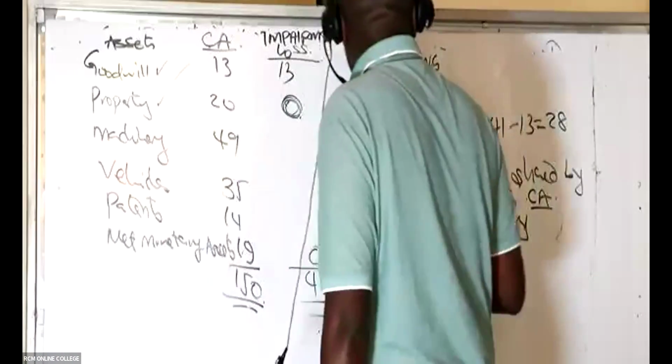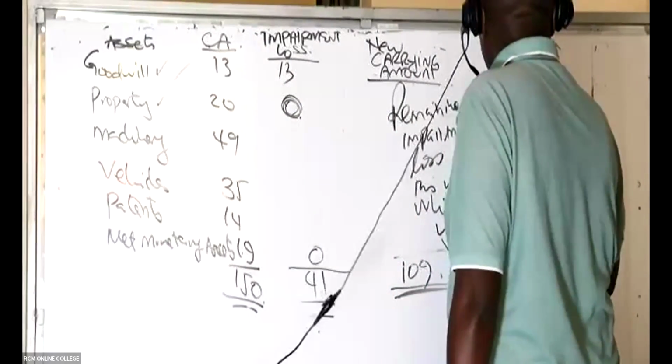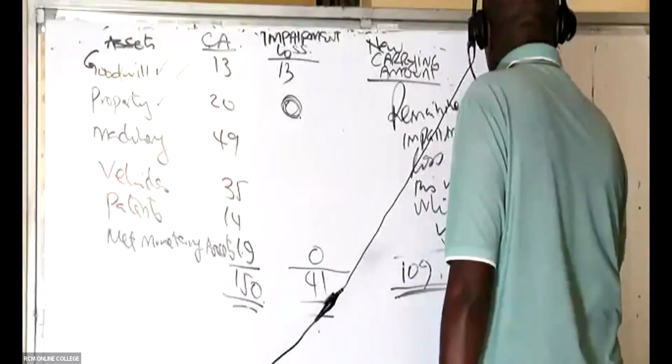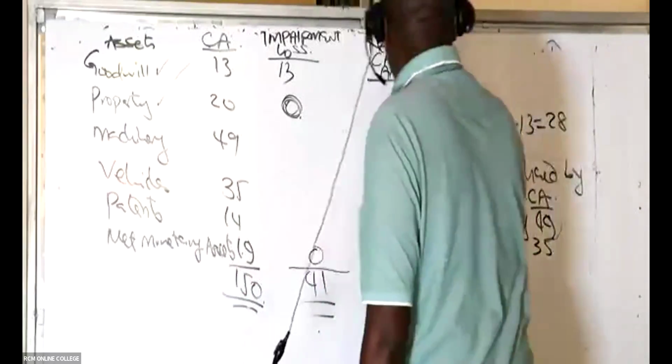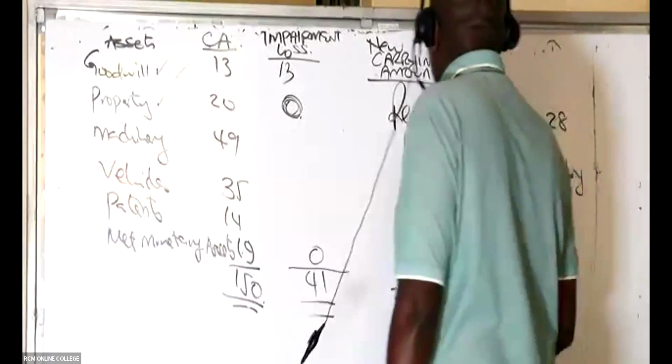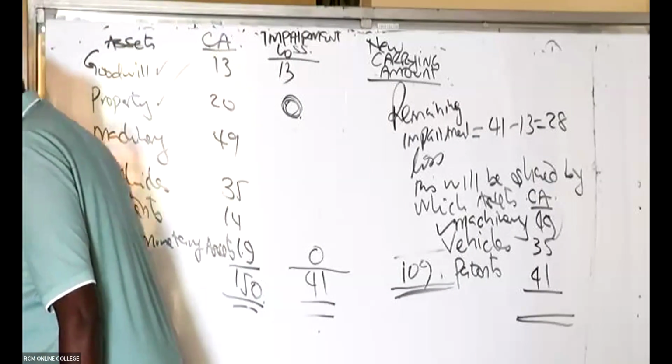The carrying amount of machinery, 49. The carrying amount of vehicle C, 35. The carrying amount of patent C, 41. What is the total of these assets here? The total of those three carrying amounts, 98.